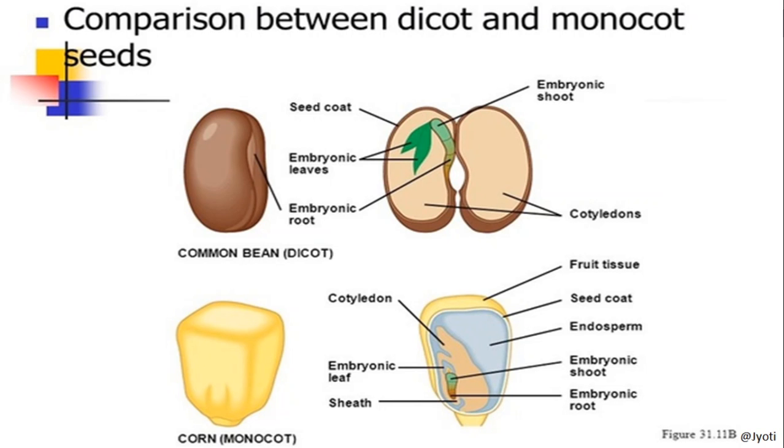So let me show you the picture once again. Here you can see this is the seed, this is the embryonic axis, and this slight pinkish colored part is the cotyledon.